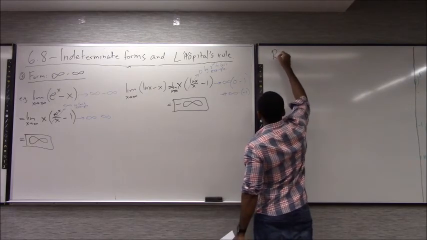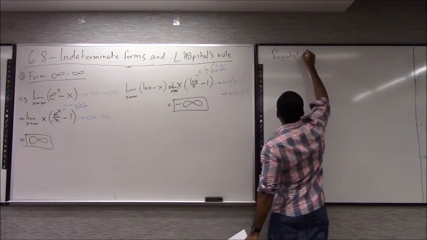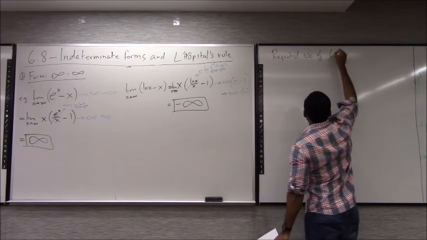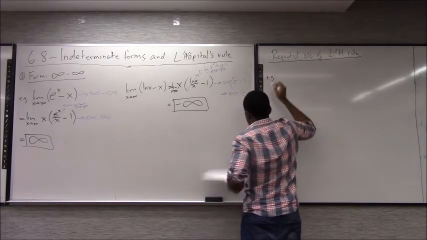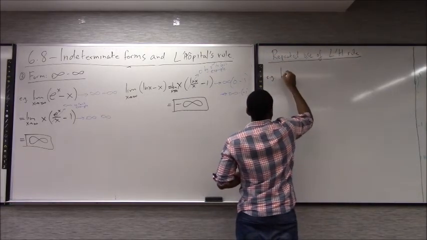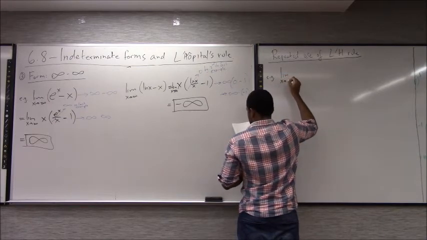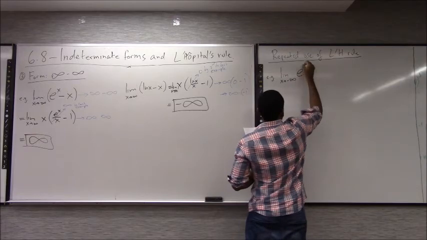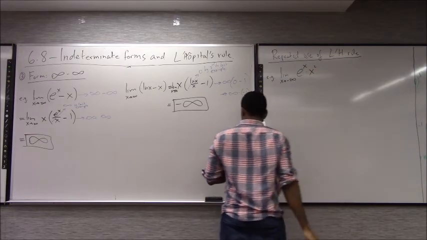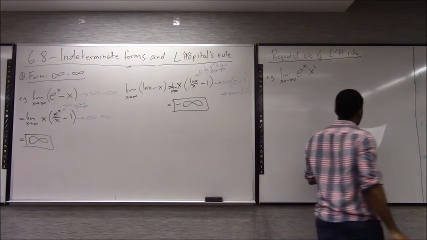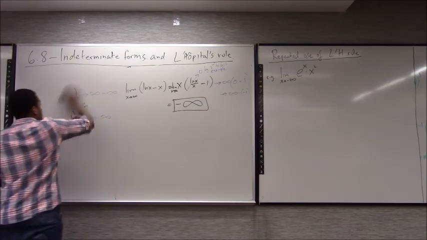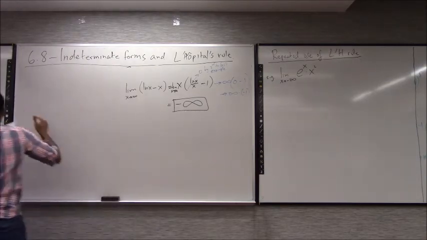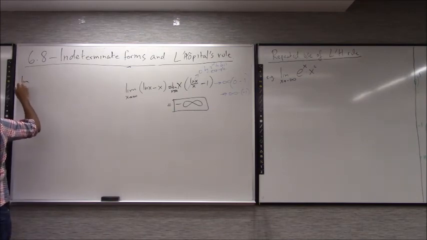Try these. I'm going to give you some examples where you actually need to repeatedly use L'Hopital's rule. So here's a couple examples of that. Limit as x approaches negative infinity of e to the x times x squared. Limit as x approaches 1 from the right.